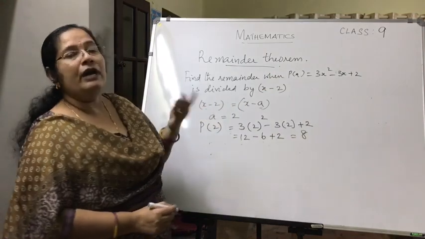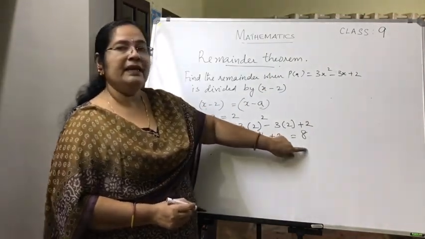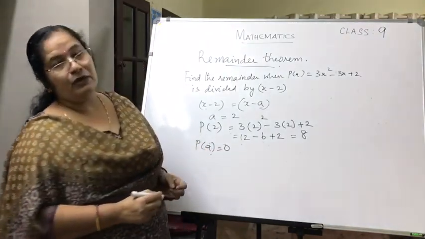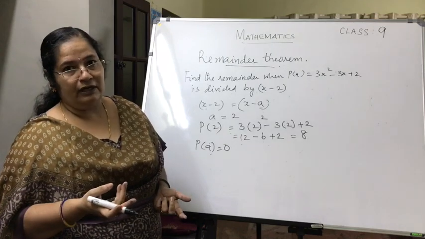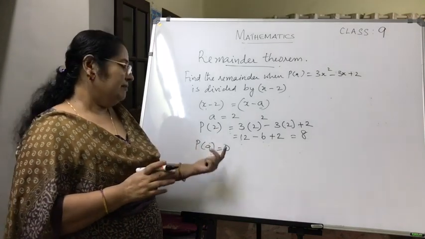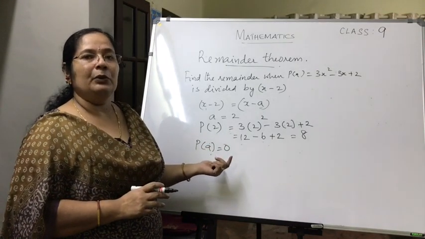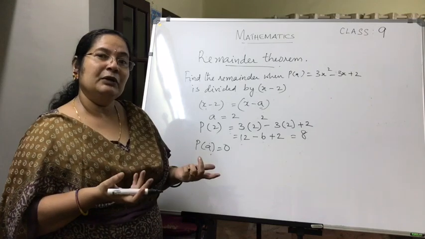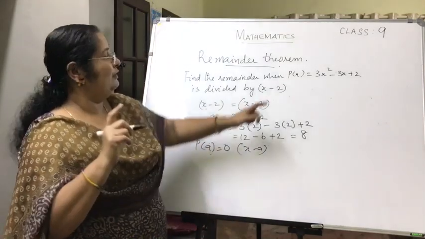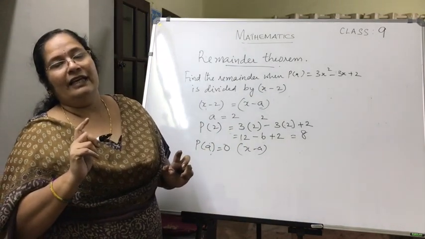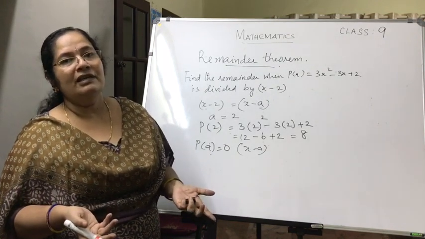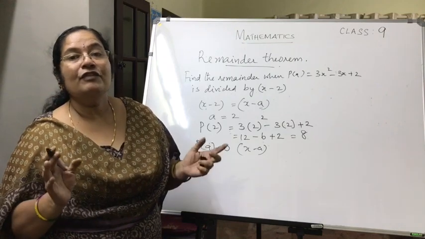Now sometimes it so happens that the remainder will be 0, that is, P of a is 0. See, normally when you divide 15 by 3, what is the remainder? The remainder is 0. In the same way for polynomials, sometimes the remainder may become 0. Then what can you conclude? x minus a is a factor of the given polynomial. 15 divided by 3, the remainder is 0. What does it mean? 3 is a factor of 15.